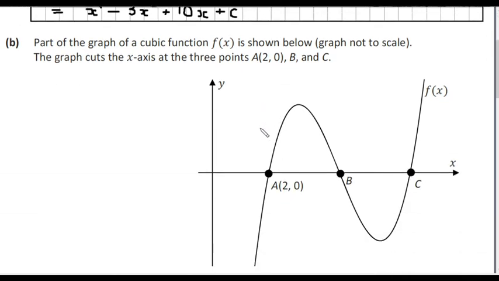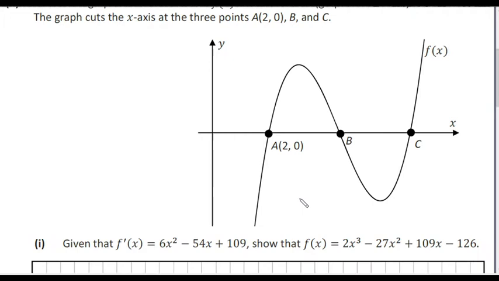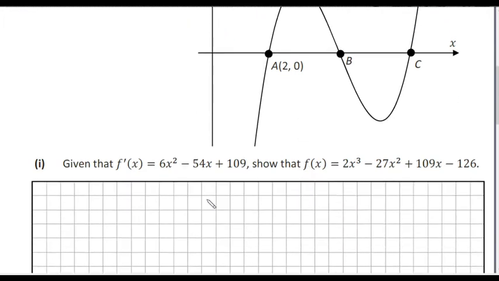Now part B here says part of the graph of a cubic function f of x is shown below, graph not to scale. The graph cuts the x-axis at the 3 points A, B and C. And we're given the coordinates of A, they're 2, 0. Now part 1 here says given that f dash of x is equal to 6x squared minus 54x plus 109, show that f of x is given by 2x cubed minus 27x squared plus 109x minus 126.